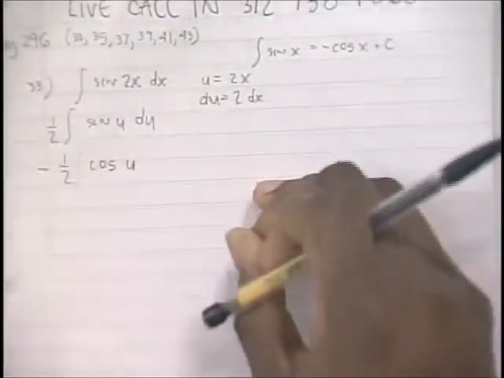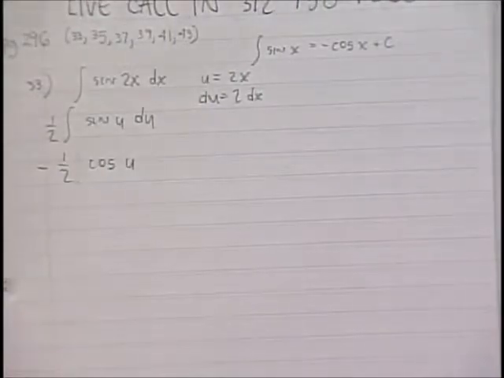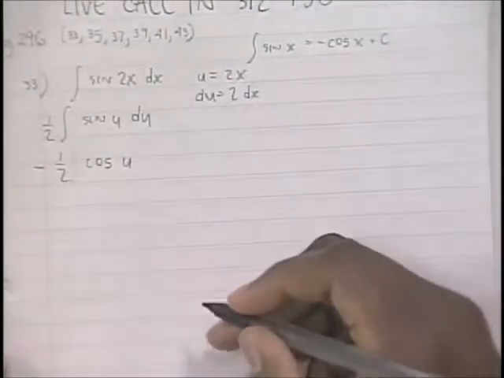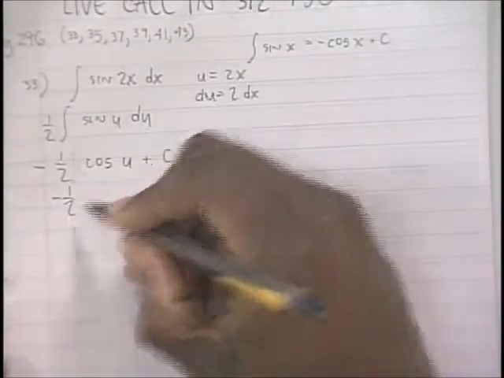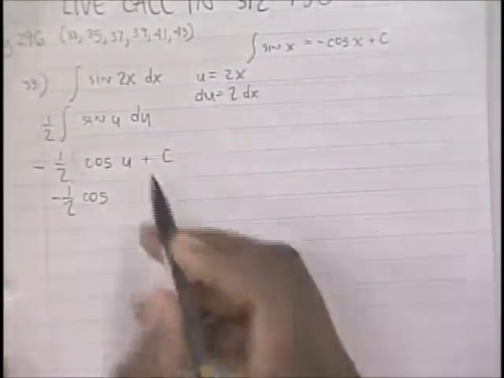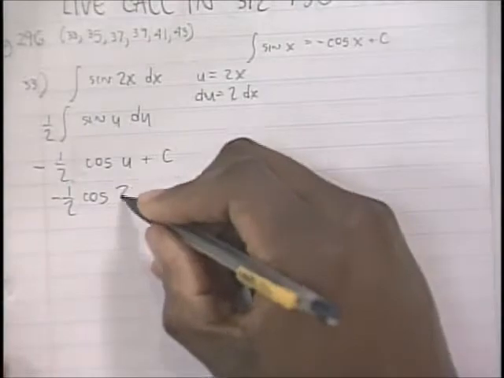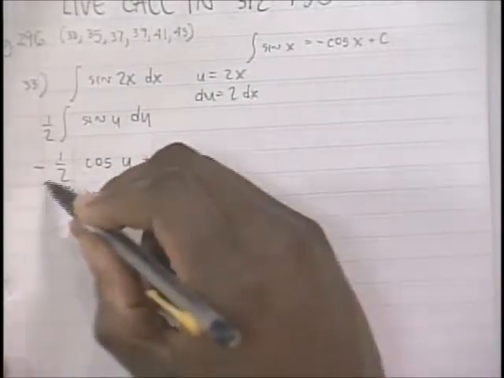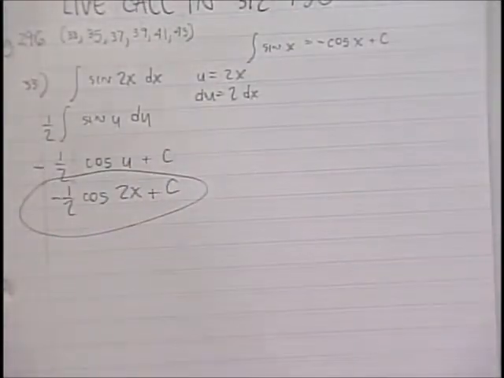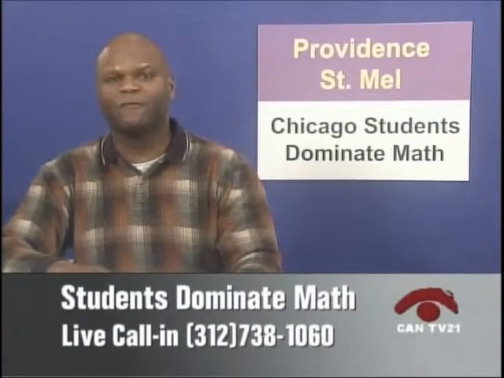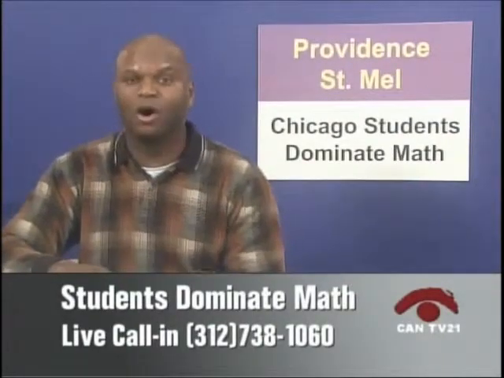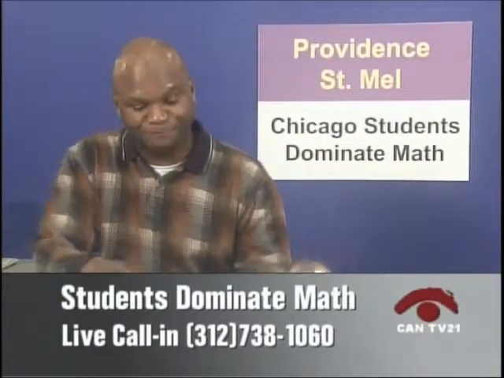The antiderivative of the sine of u is negative cosine u plus c, and you end up with negative half cosine of u; you put 2x back, plus c. Final answer. So that's our first problem, taking the antiderivative where we have to use a technique called substitution.